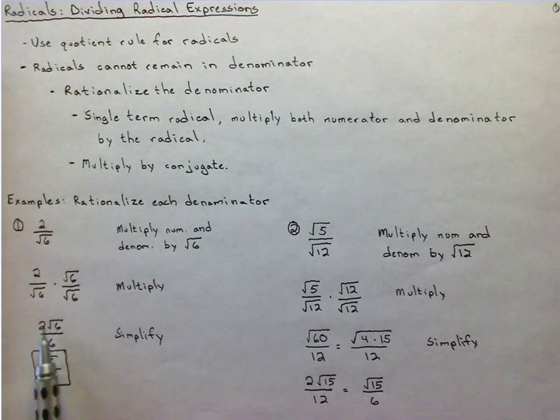2 times the square root of 6 is 2 square roots of 6, divided by 6. And then simplify. 2 and 6 can cancel. My final answer is the square root of 3.